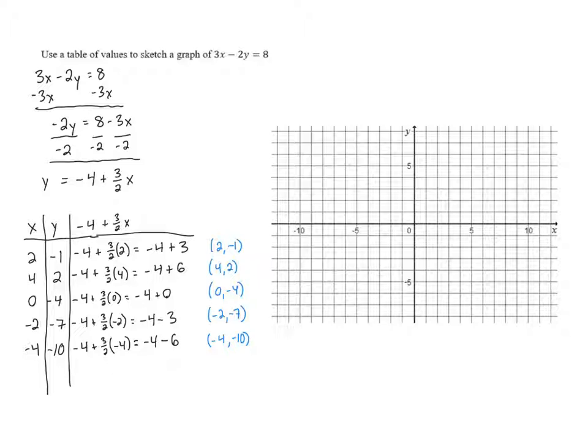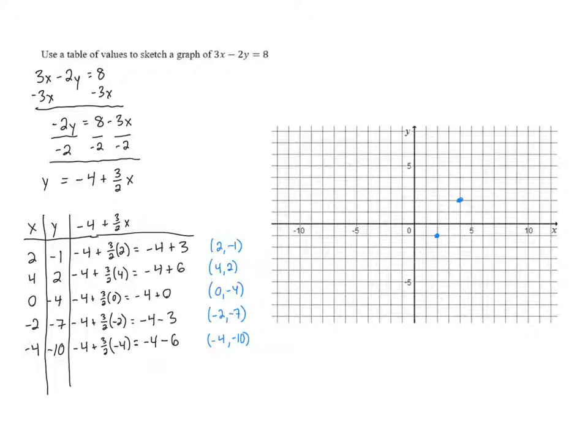Let's plot these points. The first one is 2, comma, negative 1. The x-coordinate's 2, so we go to the right 2. And now the y-coordinate is negative 1, so we go down 1. It's going to give us 2, negative 1. Next, we have the point 4, comma, 2. So from the origin, we go to the right 4 and up 2. It's going to be right there.